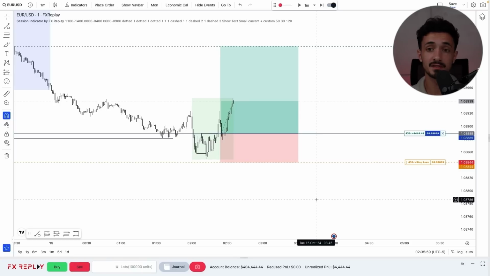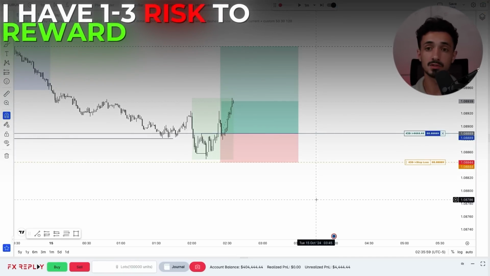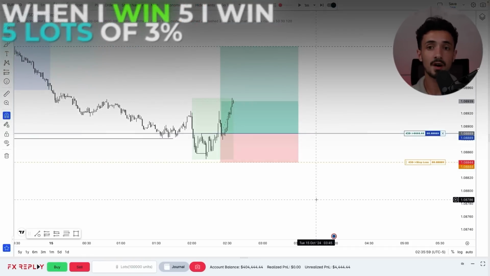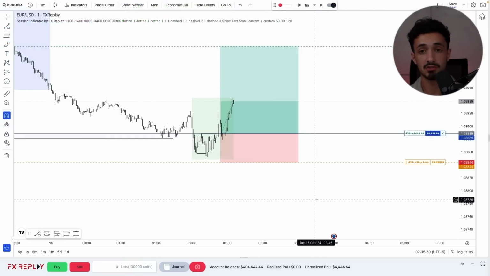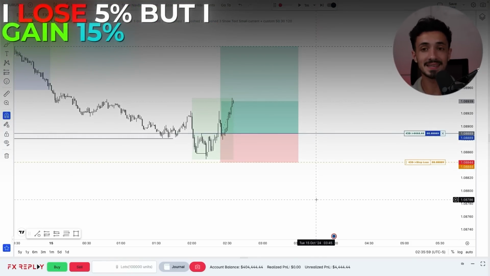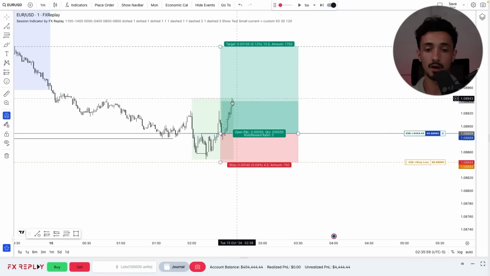And because I have a 50% win rate, meaning, if I take 10 trades, the probability indicates that I will win 5 and lose 5, but I have a 1 to 3 risk to reward. So when I lose 5, I lose 5 lots of 1%. But when I win 5, I win 5 lots of 3%. So when I take 10 trades, in theory, I lose 5%, but I gain 15%. So 15 minus my 5 gives me a net profit of 10%. Those are the numbers of the system.